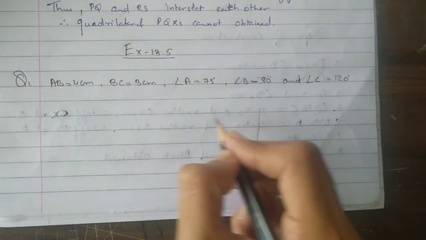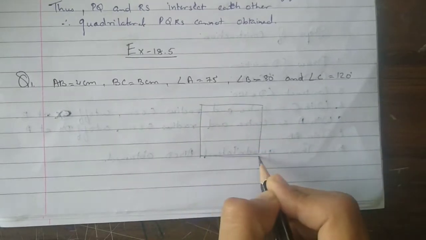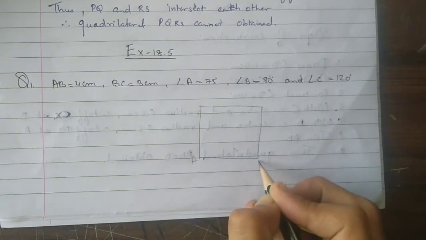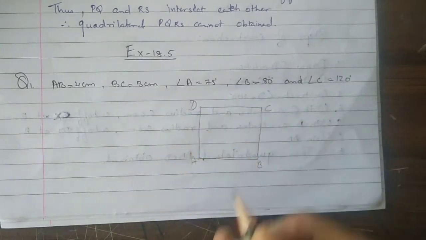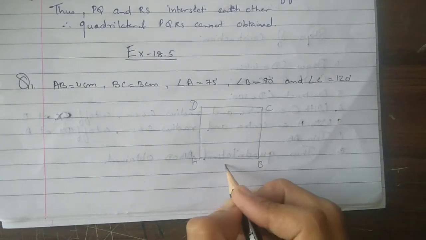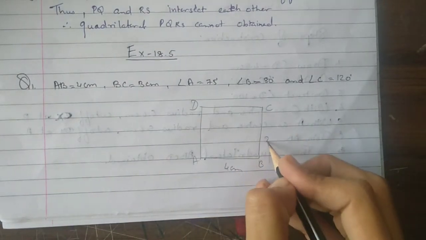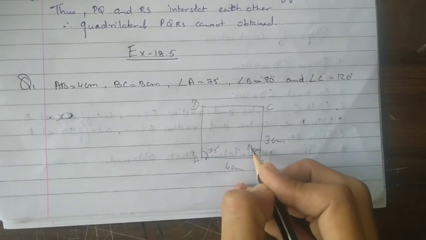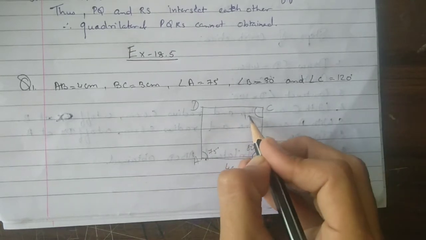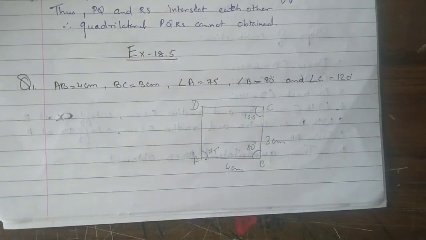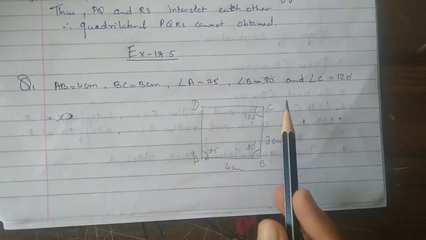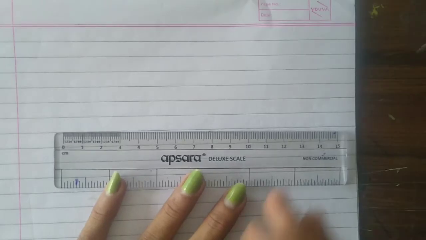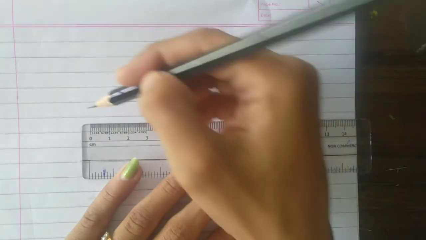That means a quadrilateral first. Okay, that is A, B, C, D. AB is 4 centimeter, BC is 3 centimeter, angle A is 75 degrees, angle B is 80 degrees and angle C is 120 degrees. So first you can draw this AB or you can draw this BC. So I am drawing BC first, that is 3 centimeter.